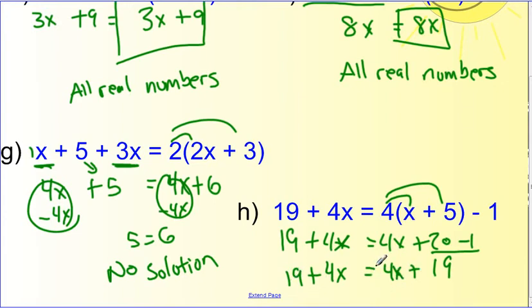Now, you might say, well, these numbers are backwards from those numbers. Doesn't make a difference. All that matters is I have a positive 4x, positive 4x, positive 19, positive 19. The order of the terms does not make a difference. This is all real numbers. If we would subtract 4x, we can. Minus 4x, really tiny. We get 19 equals 19. Yeah, it's all real numbers. All real numbers.